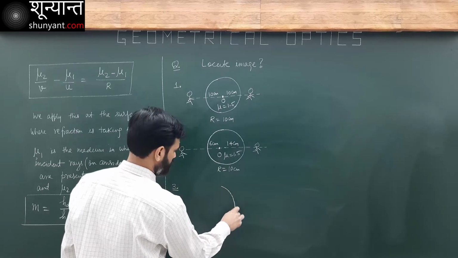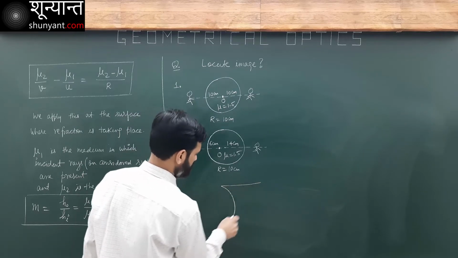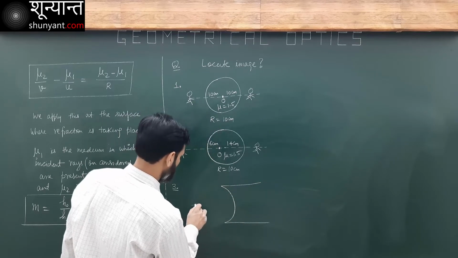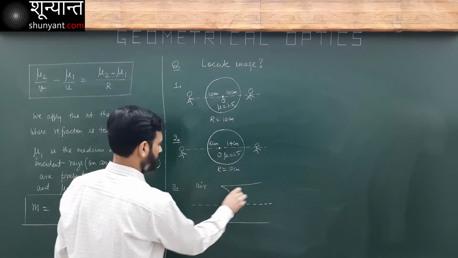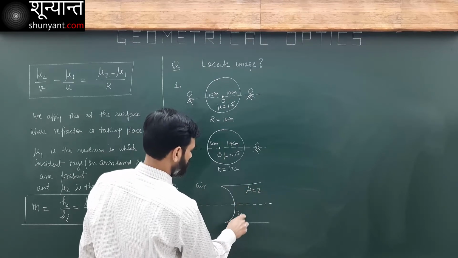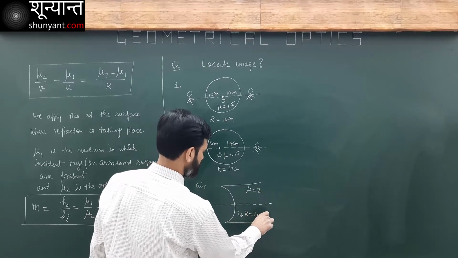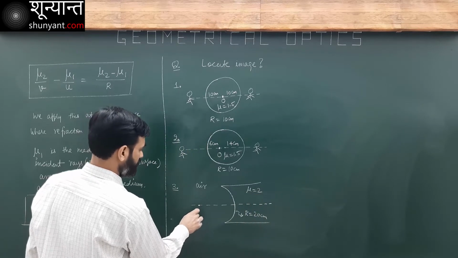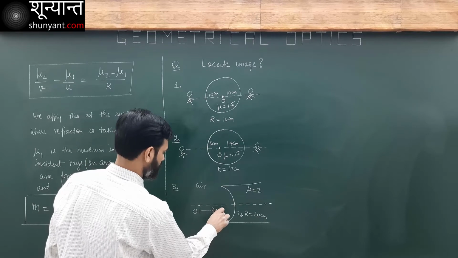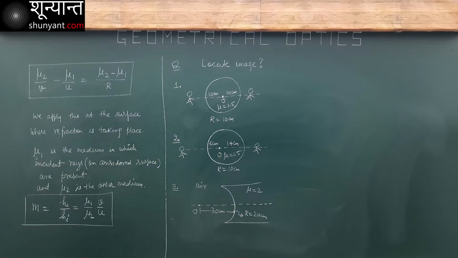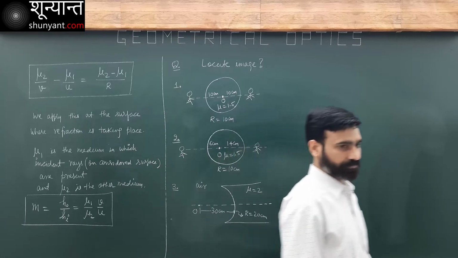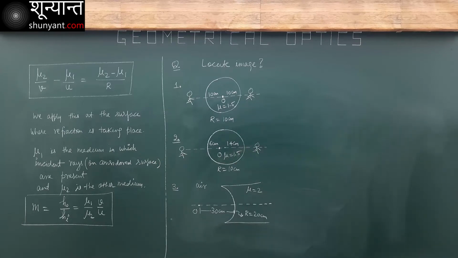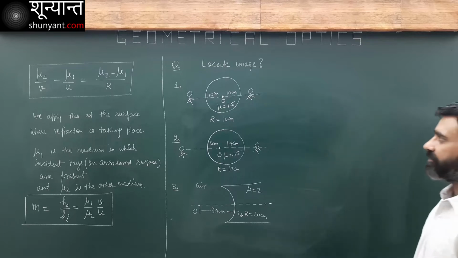Third case. Let's see, this is my surface, okay? This is one interface, a spherical surface. It separates these two mediums. This is air, and this is, let's say, mu is equal to 2, and this radius is 20 centimeters. And my object is here, and this distance is 30 centimeters. So 20 centimeter radius, 30 centimeter is object distance, mu is 2. Let's do just this. Only this. We will do more.